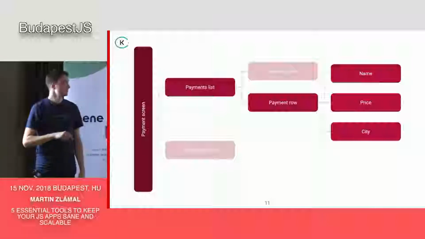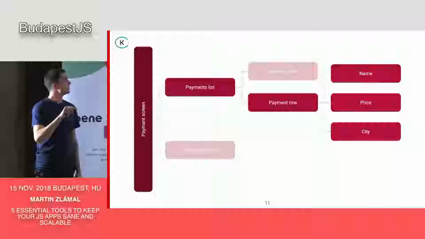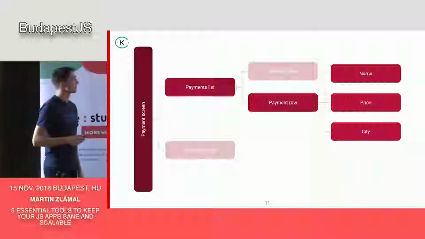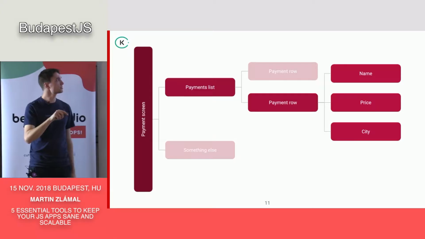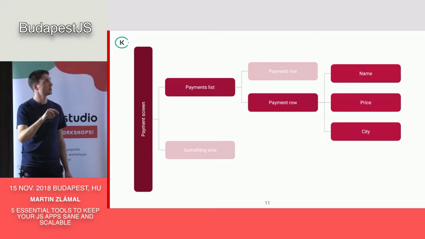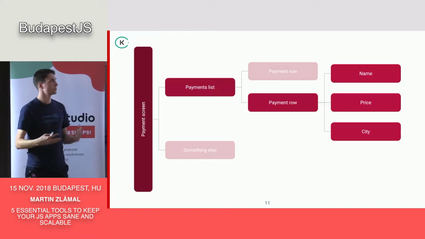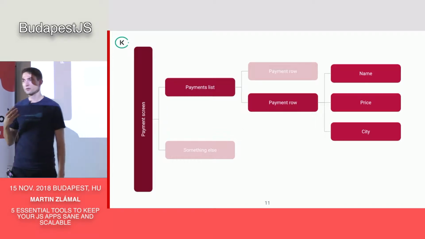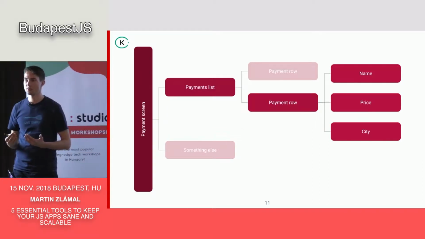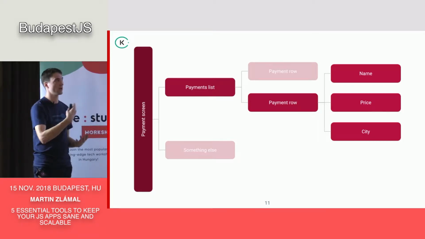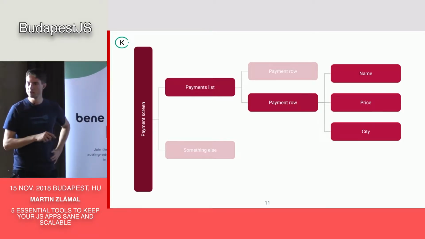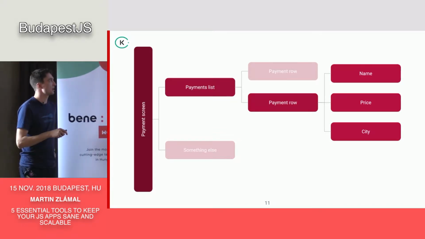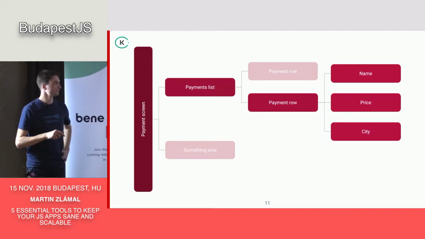I have the payment screen. The payment screen contains the payment list, and there is the navigation, the header, and each payment list contains many rows, and each row contains a component for name, price, city, which are rendering the specific field with some style. But if you look at it, those are actually my data requirements. I'm describing here what I need. So if I go back, I can say that in order to render payment row, I need name, I need price, I need city. And in order to render a payment list, I need payment rows.